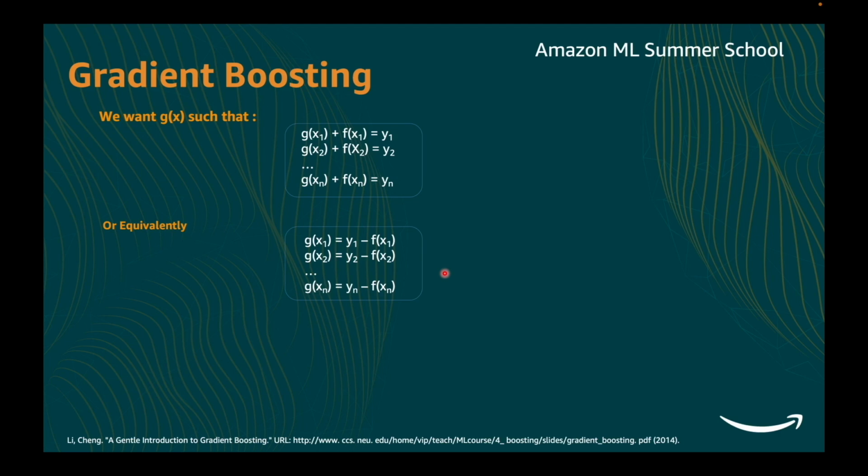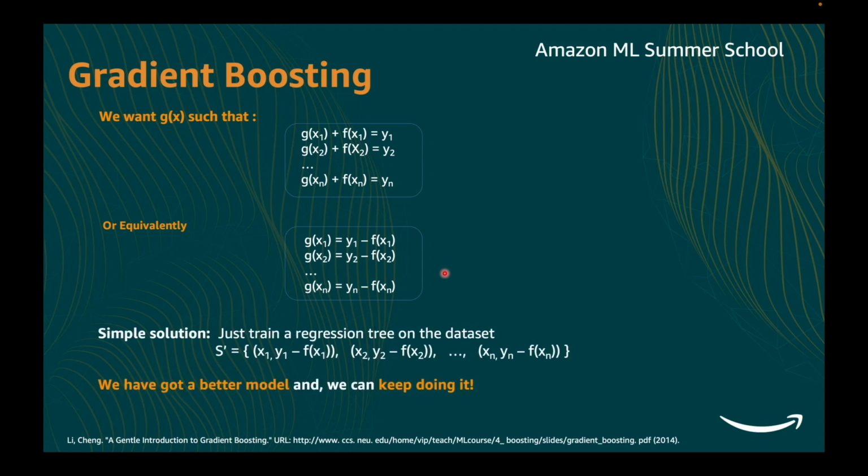If you look at the example over here, this is what we want. In the ideal case, we want g of x1 to be exactly y1 minus f of x1, right? You want exactly the error in your friend's model to be predicted correctly by g, and then g of x plus f of x will give you the correct answer. So that's exactly what you have to do.